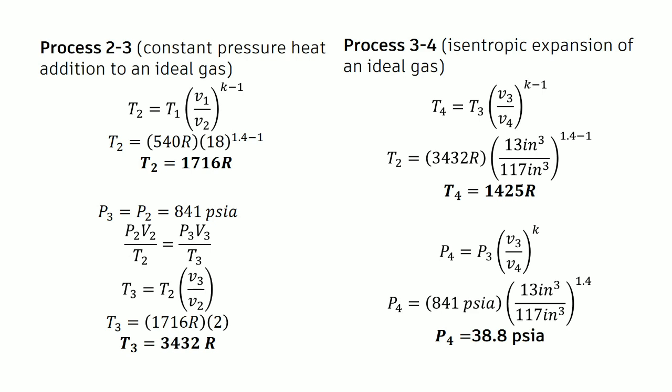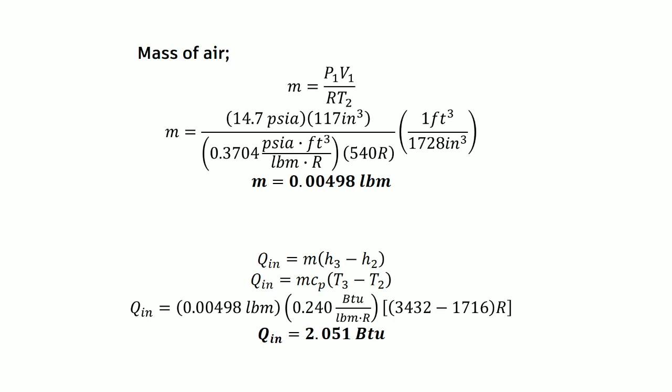Process 3 to 4 is an isentropic expansion of an ideal gas. So finding the temperature at state 4, plugging in all the needed values, we have the temperature at state 4 to be 1425 Rankine. And the same thing for our pressure, using this same formula, we now have the pressure at state 4 to be 38.8 psi.